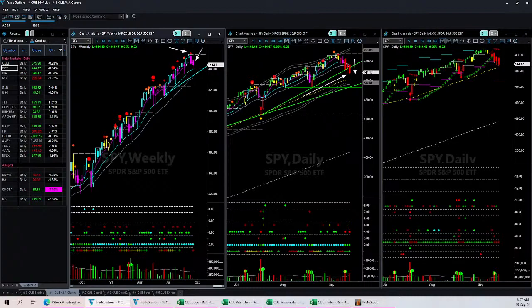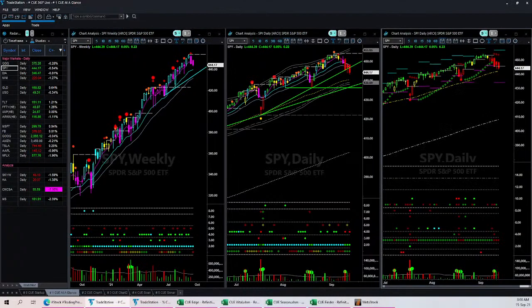If you look at the expected move, it is in the middle of the expected move. Nowhere near the high nor the close of the expected move. It's right in the middle of the expected move. Still in an uptrend.